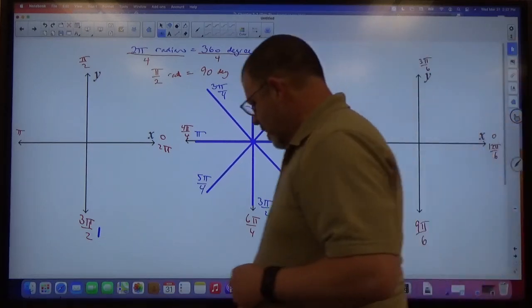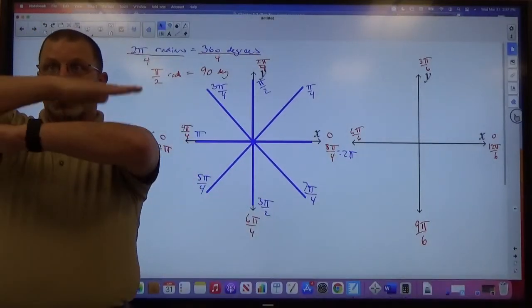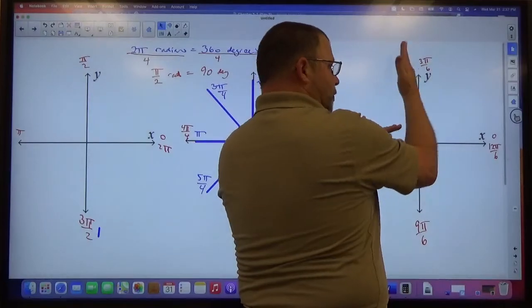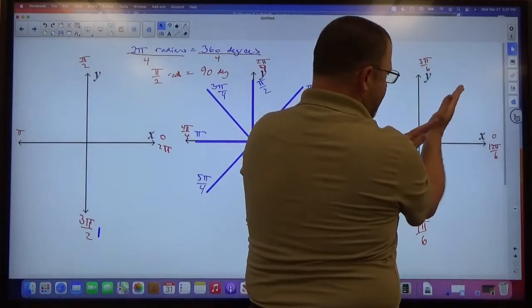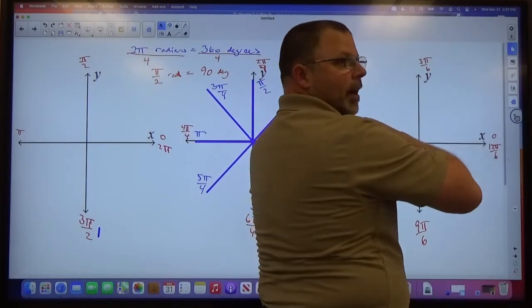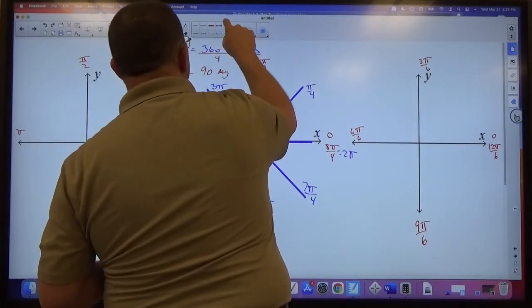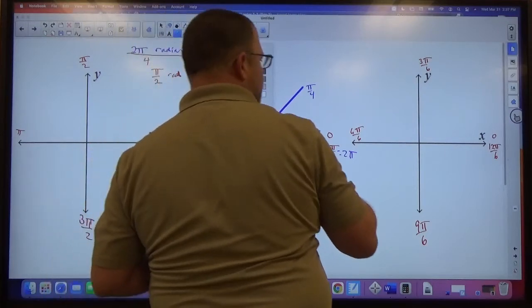Okay. If I'm looking at pi over 6, I'm going to go pi over 6 at a time. So I'm going to break the pi into 6 equal slices. So 3 slices here, 3 slices there. Right? So it looks like this. Let's go with a different color. Let's go with green. I haven't used green in a while.